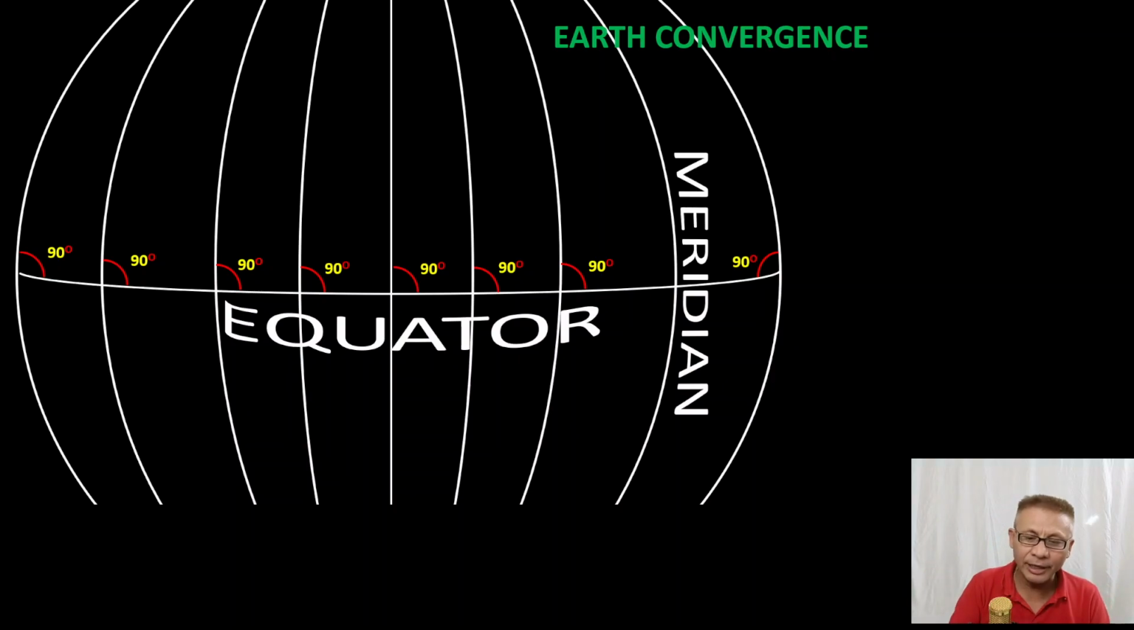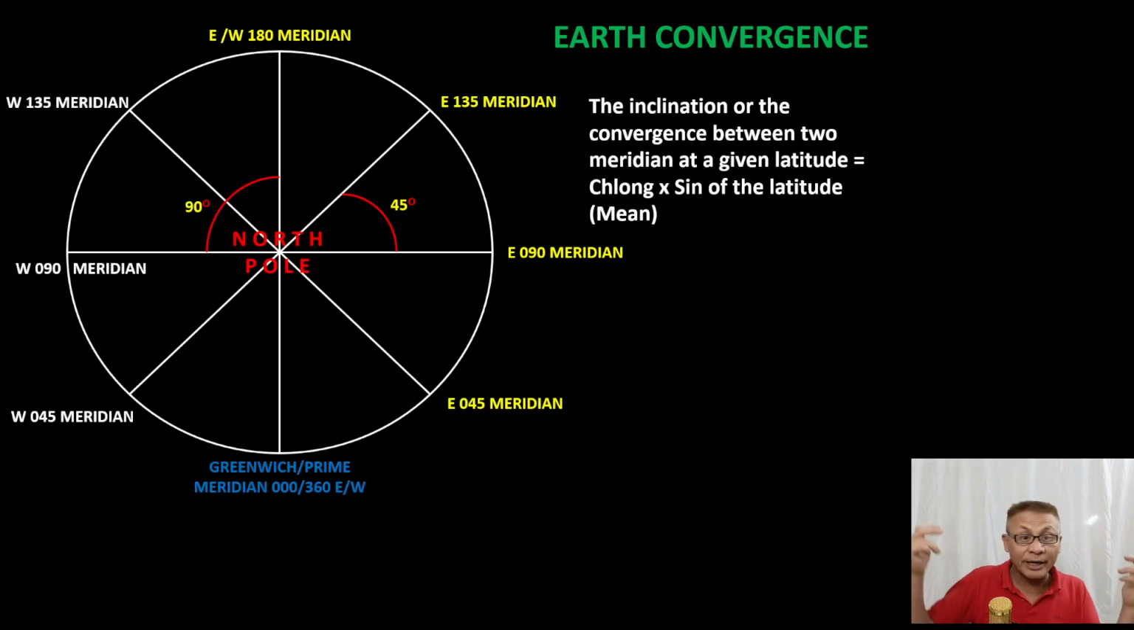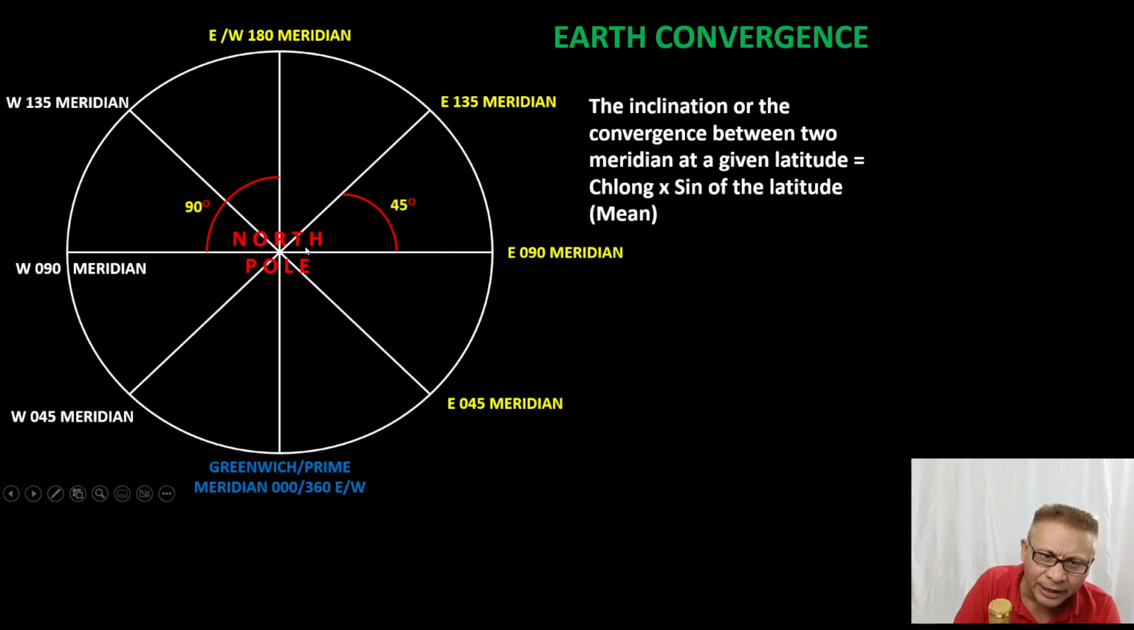But however, if we look at the poles, all these meridians are converging towards the pole. See, in the globe also, here in this diagram also, all of them are converging towards the pole. So exactly at the pole, all of them meet. This inclination of these meridians, if I pick up this meridian, the 035 East and the 090 East meridian, they are parallel.